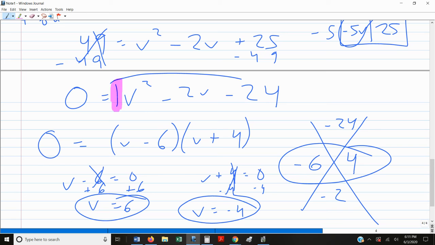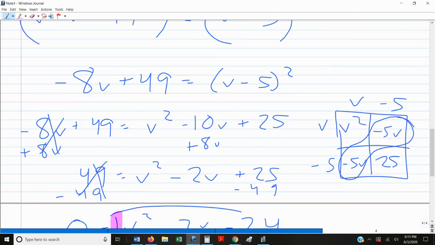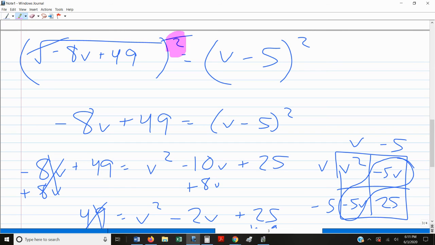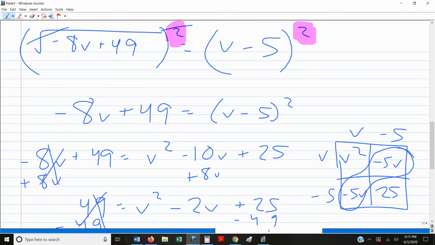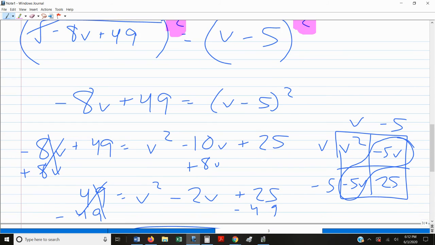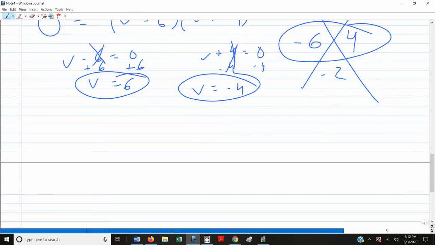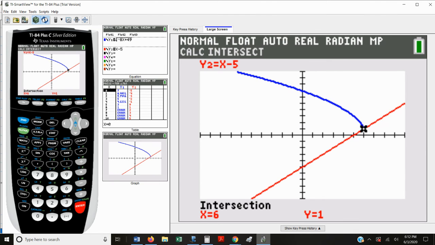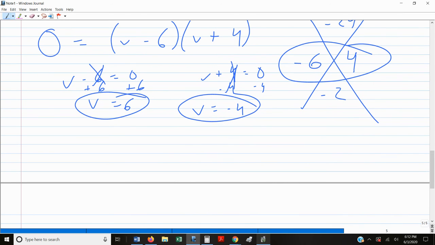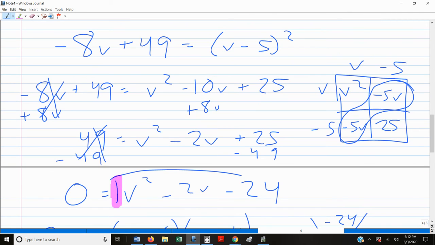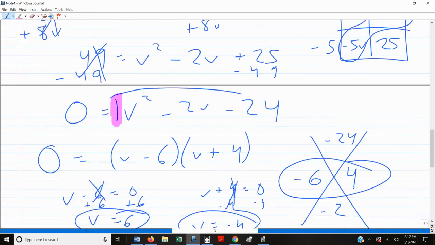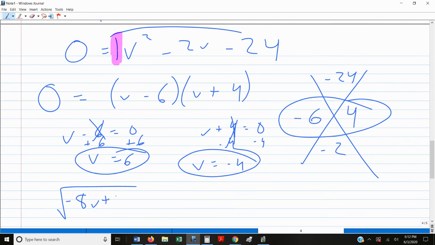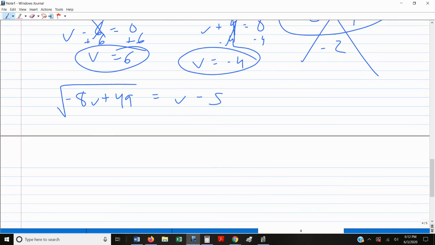So the last thing that's really weird about this problem is that anytime you square both sides, you run the risk of creating what's called an extraneous solution, which basically is just an extra solution that doesn't actually work. So we already know from the graph that x equals 6 is the only answer, but if you weren't using a calculator, what you could do is go back to the original equation. So negative 8, square root of negative 8v plus 49, and then this was v minus 5. And basically what you could do is just plug in your answers and see which ones actually work.